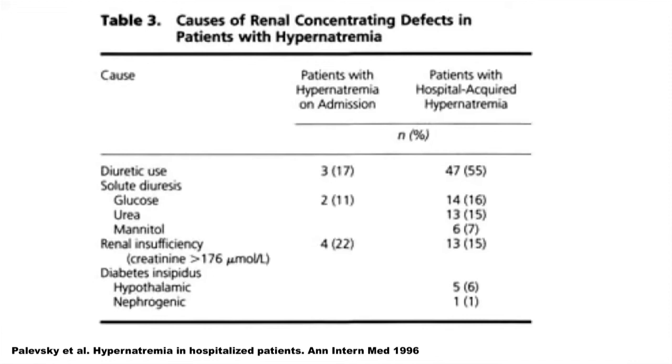And the main reasons, as you can see here, were diuretic use in just over half of patients, and then osmotic diuresis due to either glucose, urea, or mannitol use, and of course, renal insufficiency played a role in both groups. So there seemed to be a renal concentrating defect issue with hospitalized patients, and it seemed to be driven by diuretics as well as osmotic diuresis related to organic osmols, such as glycosuria, poorly controlled diabetes, essentially.